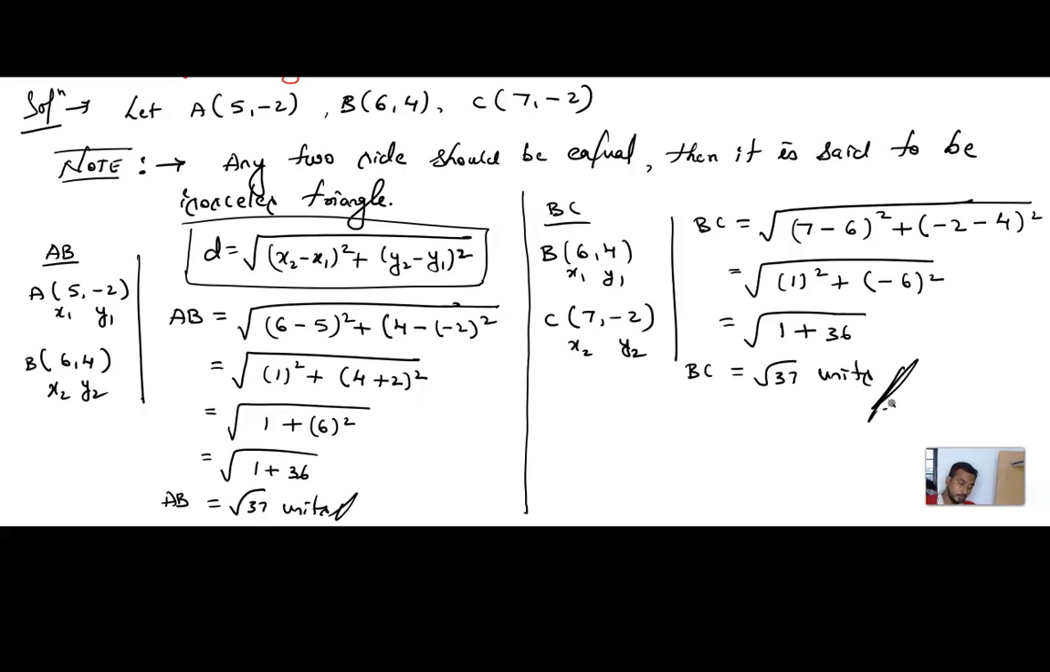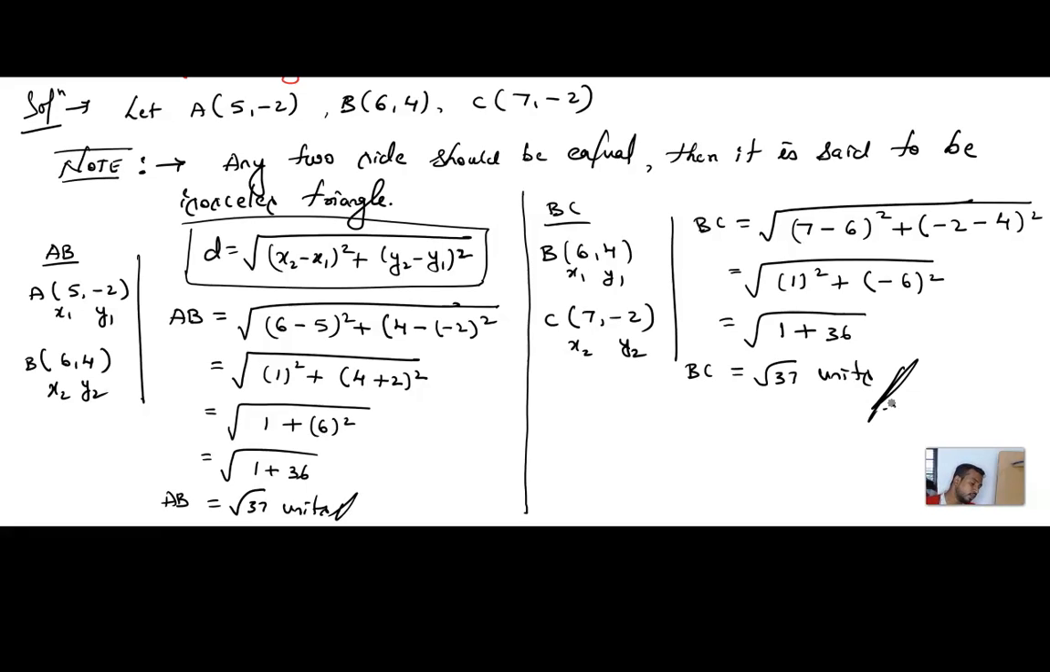then you have to decide which triangle the given triangle is. Got it? Maybe here two are equal. Let me check the third side. If that third side is not equal to root 37 and is some other value, then only we can say this is an isosceles triangle. Sometimes maybe that value also comes root 37. Then we cannot say it is an isosceles triangle. Be careful. So we got AB and we got BC. Now we have to find CA.